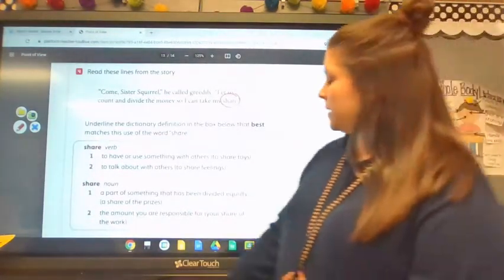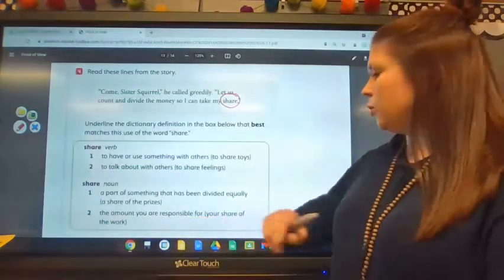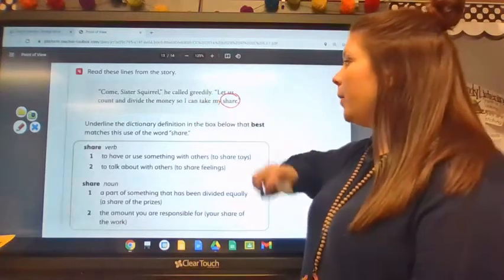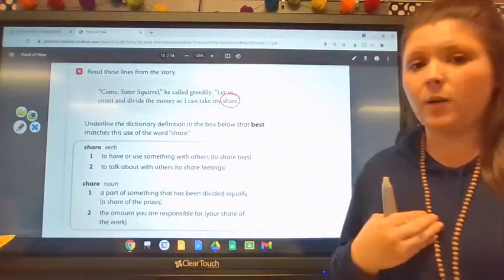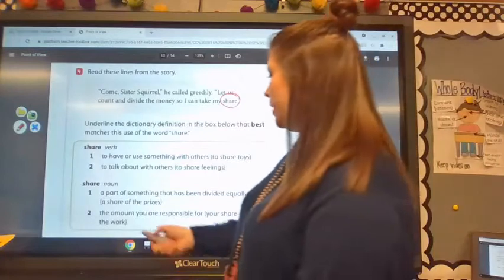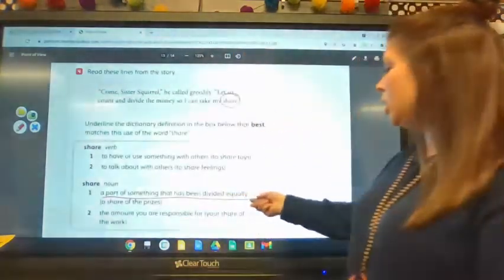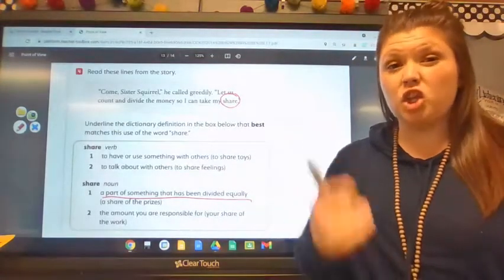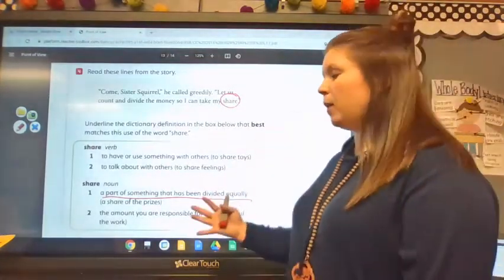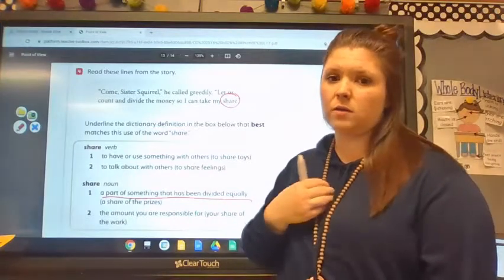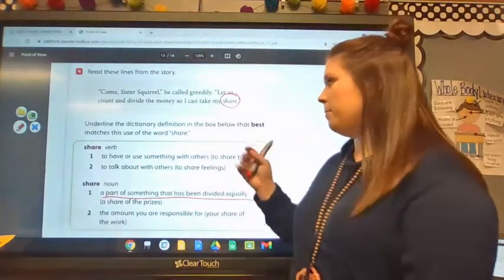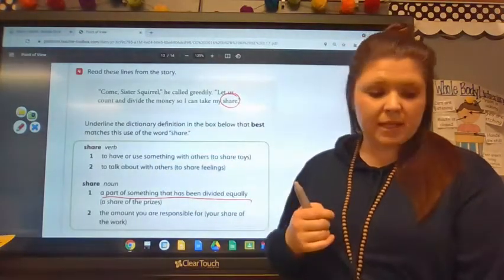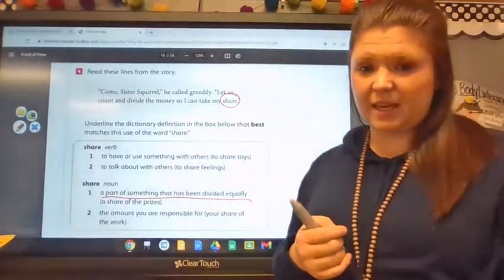All right, let's read the last one. The amount you are responsible for, your share of the work. Here, we're talking about divide the money so I can take my share, or I can take the part that belongs to me. It's the share of the prize, so the part that belongs to me. Okay? All right, let's go and check number 5 and 6.